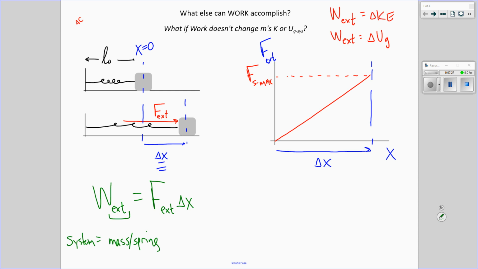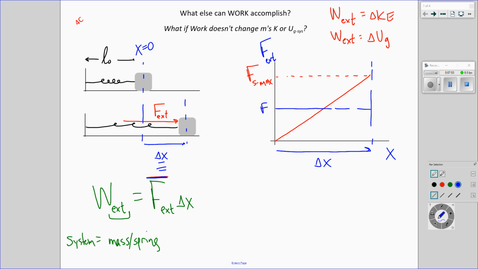Except there's not a single force that Jim has applied. Jim has applied, as we showed in our graph here, a range of forces. And so there's a couple things we can do. One is if we want to figure out how much work Jim has done, we could say, well, what's the average force that Jim has applied? And that average force looks like this.